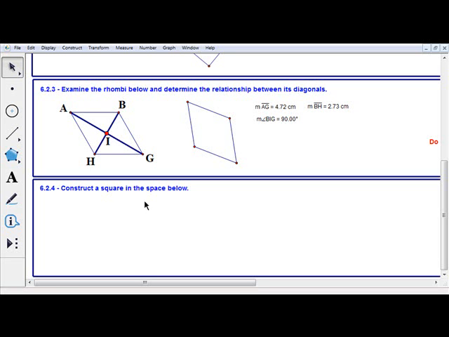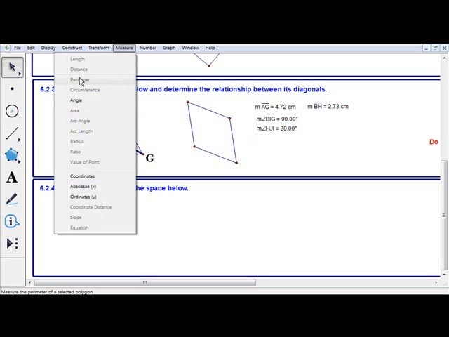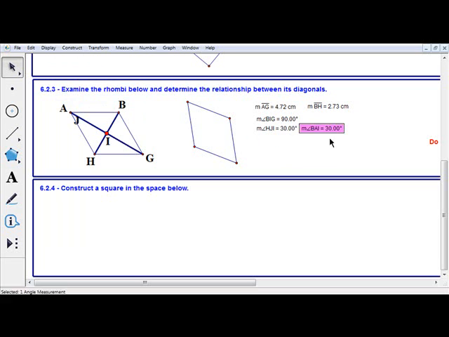Okay, and the other thing that they happen to do is, if you look at the angle that's formed from a diagonal, so in this case IAH, if I measure that angle and I compare it to BAI, what you're going to see is that this diagonal bisects the angle of a rhombus. Okay, so since opposite angles are equal, BGI and HGI are also going to each equal 30, which you can confirm through measurements.